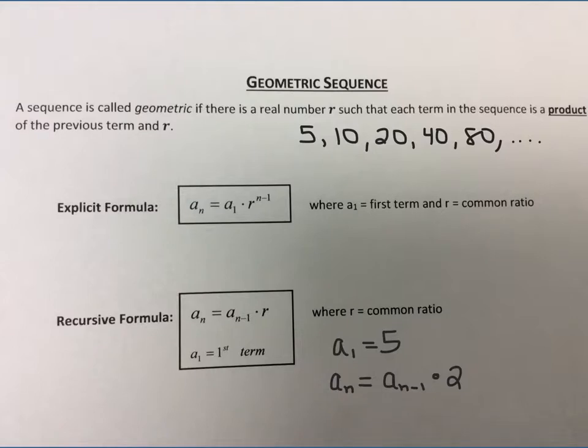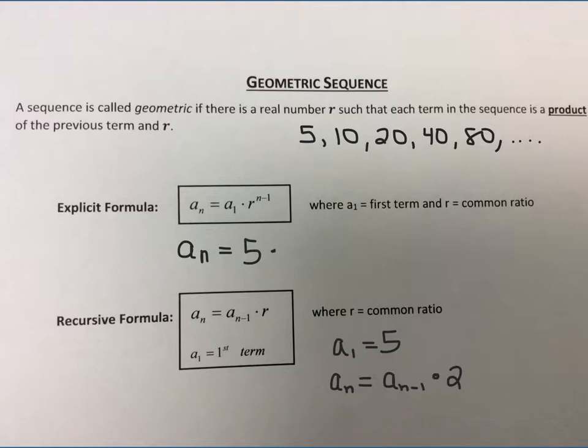Now, if we wanted to make an explicit formula for this, again, it puts it all in one equation rather than two separate ones. So let's just follow the format of this. We would write a sub n equals a sub 1. So our first term, we know our first term, it's 5. I'm going to replace that a sub 1 with a 5. And then times r. Now, r is the common ratio. It's what you're multiplying by to get from one term to the next. So we said here we're just multiplying by 2 to get from one term to the next. So we're going to multiply that by 2.